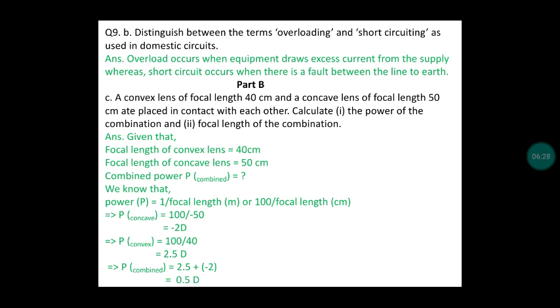So power of concave lens equals 100 by minus 50, as for a concave lens the focal length will be negative. The focal length is in centimeter, but we need it in meter, so 100 by minus 50 per meter. After calculation we will get minus 2 D, that is dioptre. And for the convex lens, that will be 100 by 40, as this one is convex so the focal length will be positive. After solving we will get 2.5 dioptre. Now by combining these two we will get 2.5 plus minus 2, that will be 0.5 dioptre.